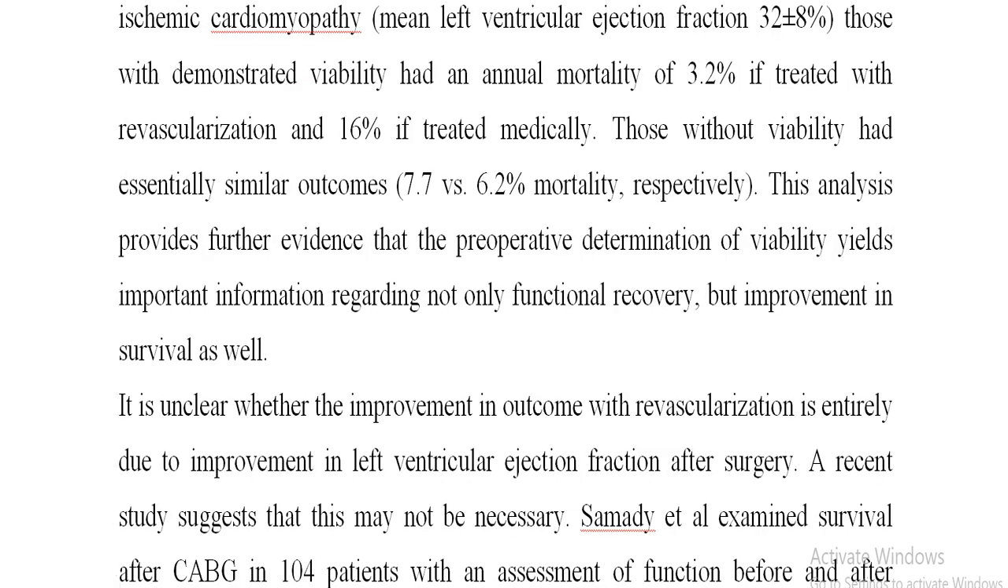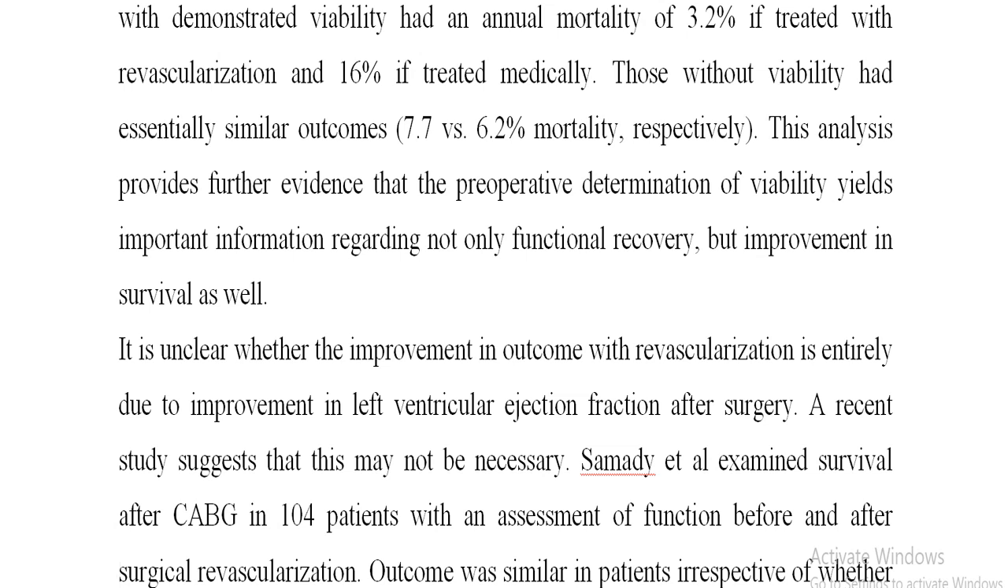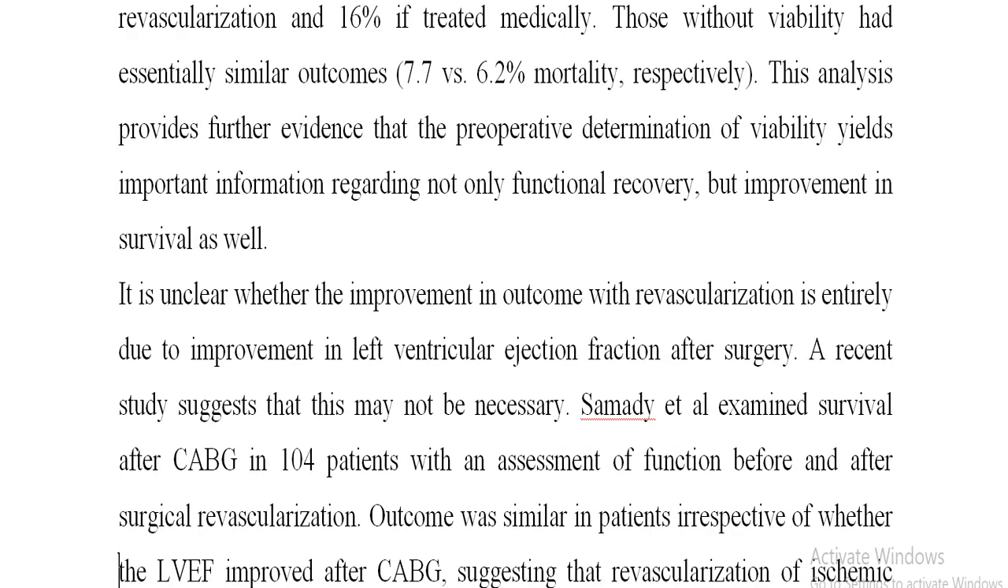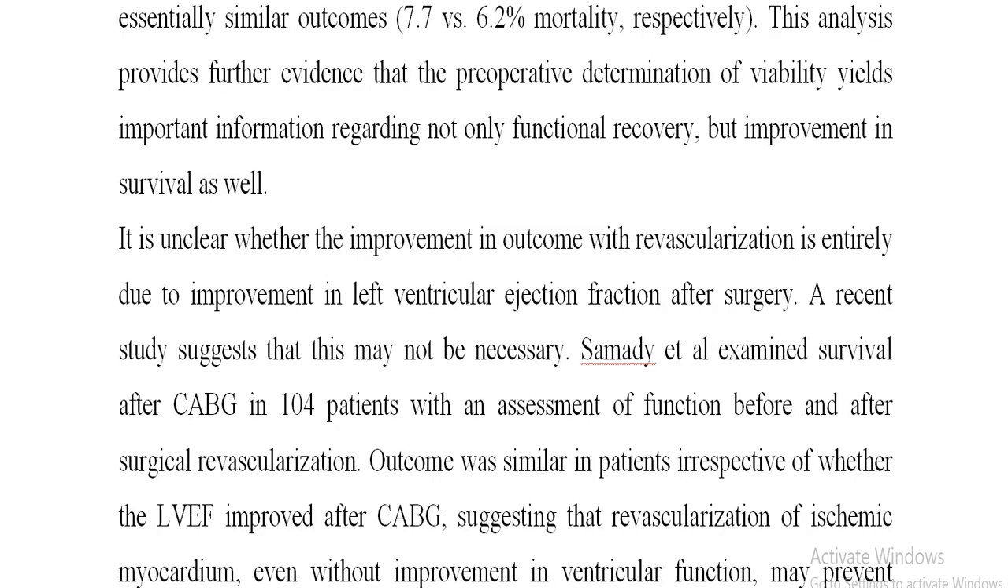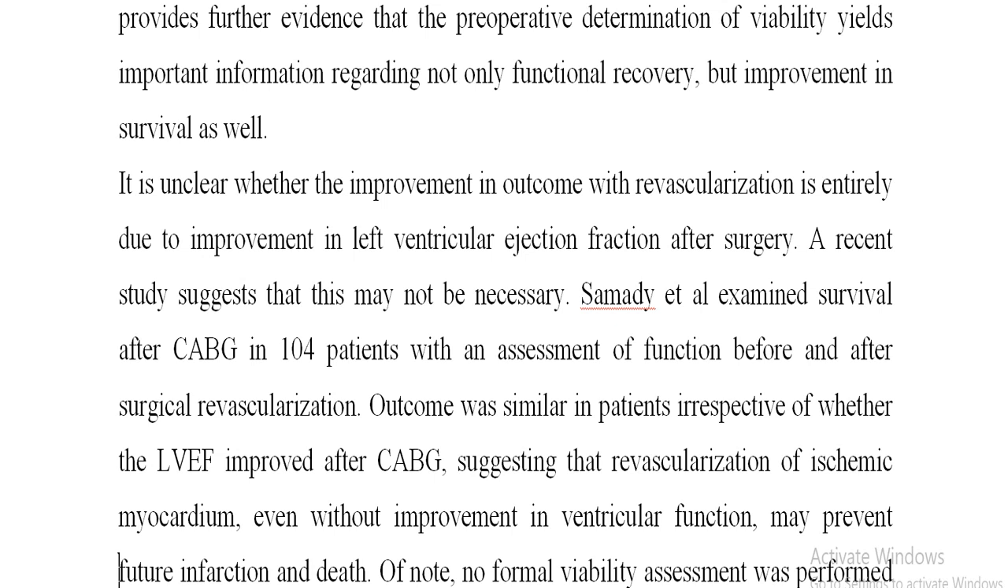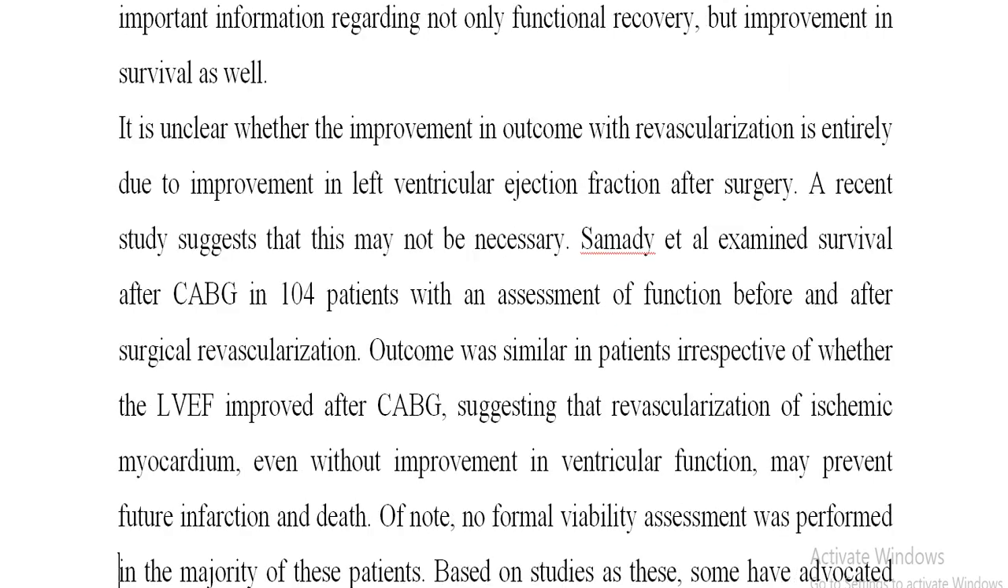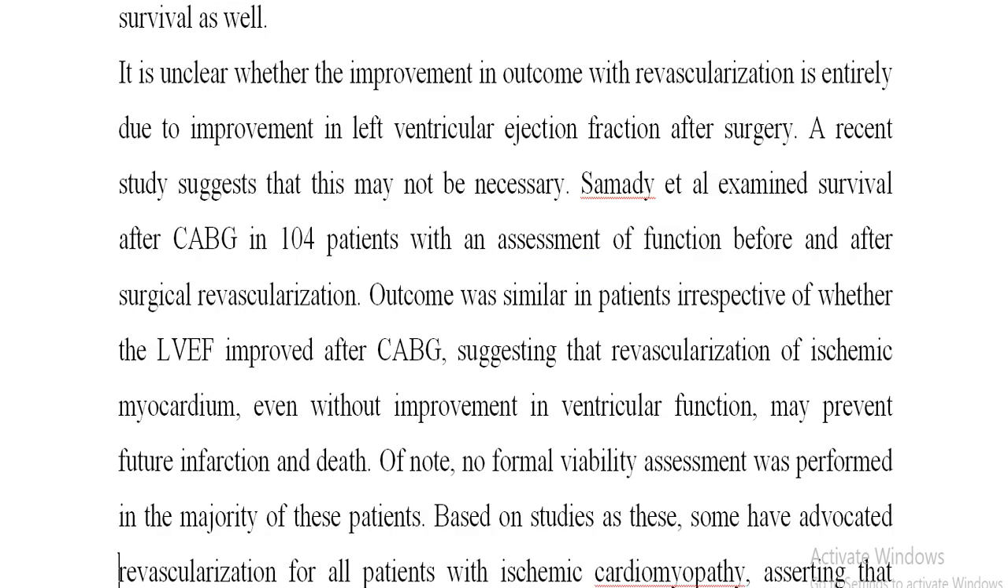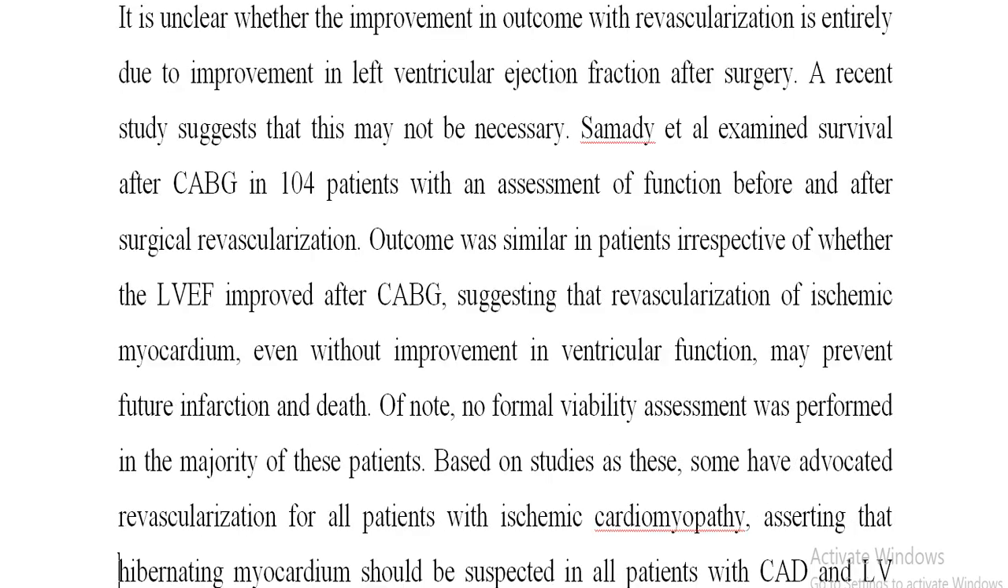It is unclear whether the improvement in outcome with revascularization is entirely due to improvement in left ventricular ejection fraction after surgery. A recent study suggests that this may not be necessary. Somati et al. examined survival after CABG in 104 patients with an assessment of function before and after surgical revascularization. Outcome was similar in patients irrespective of whether the LVEF improved after CABG, suggesting that revascularization of ischemic myocardium, even without improvement in ventricular function, may prevent future infarction and death. Of note, no formal viability assessment was performed in the majority of these patients.